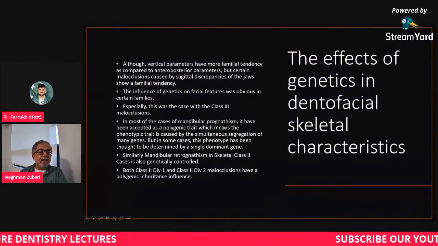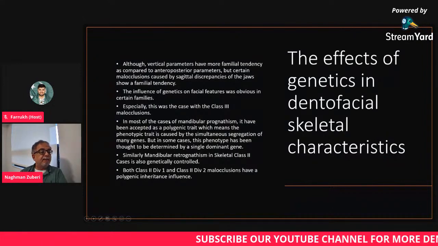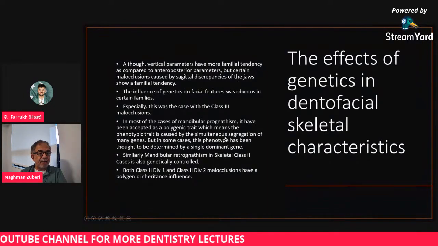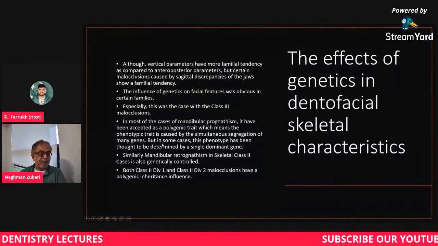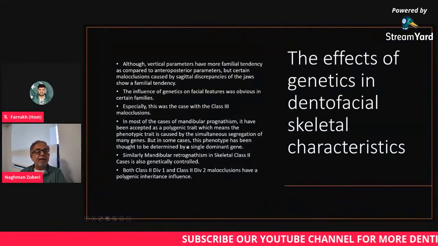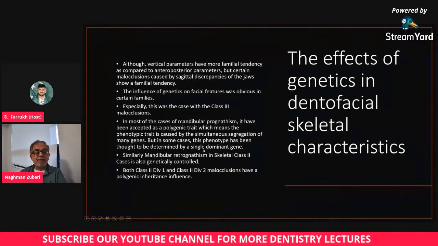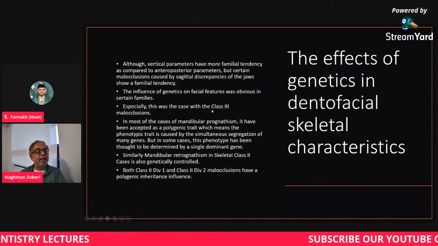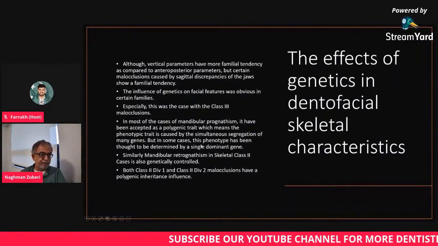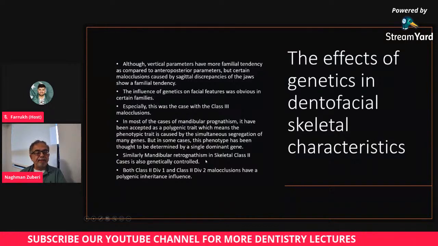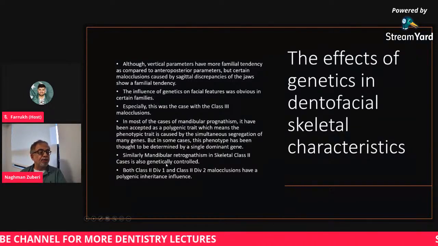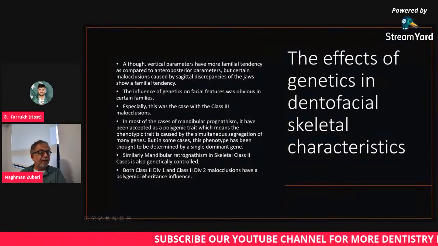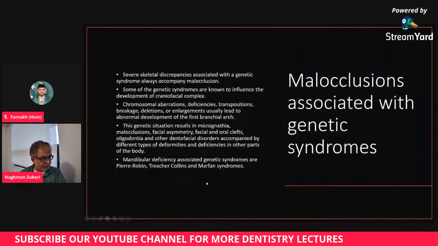In most of the cases of mandibular prognathism, it has been accepted that multiple genes were involved, which means that the phenotypic trait is caused by the simultaneous segregation of many genes. But in some cases, this phenotype has been thought to be determined by just a single dominant gene. Well, the genetic factor is there most commonly in skeletal class 3 cases. Similarly, mandibular retrognathism in skeletal class 2 cases is also congenitally controlled. Both class 2 div 1 and class 2 div 2 malocclusions have a polygenic inheritance influence.